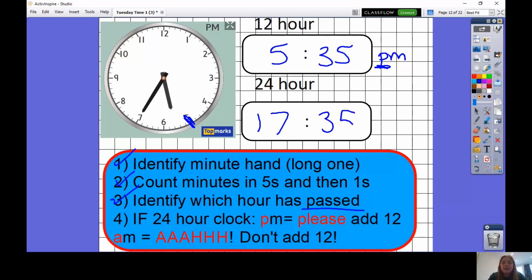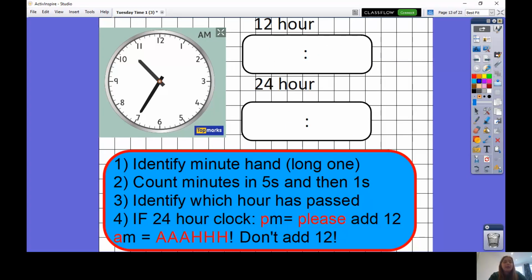That's 17:35. You do not write AM or PM for 24-hour clock time. You don't need to, because the fact is I've added the 12. That shows us it's in the PM. Okay, let's have a look at this one then.